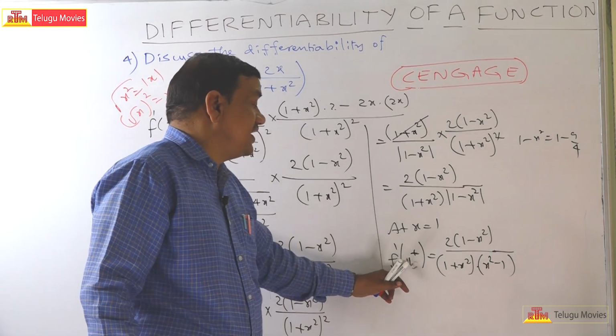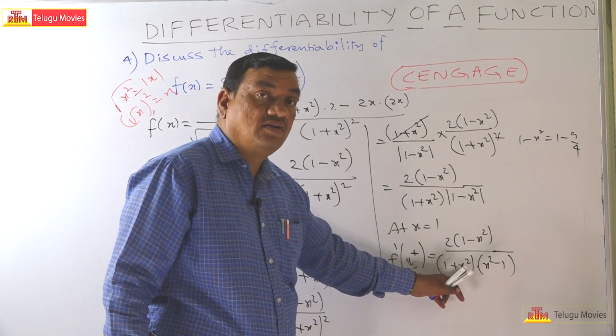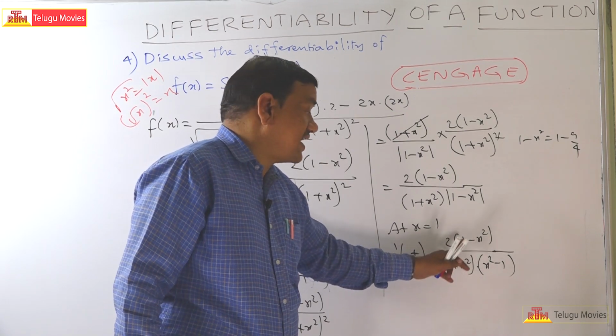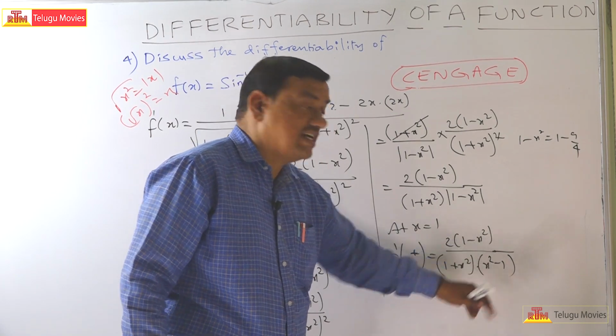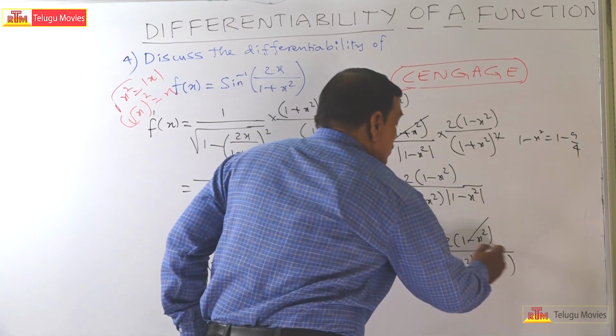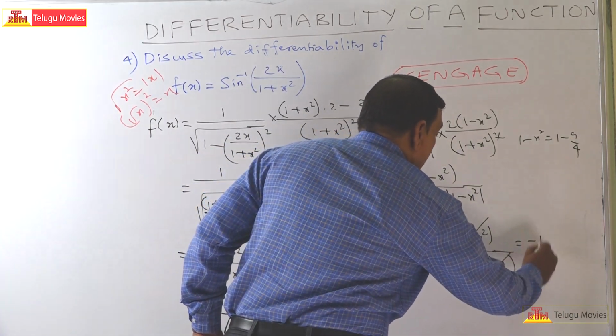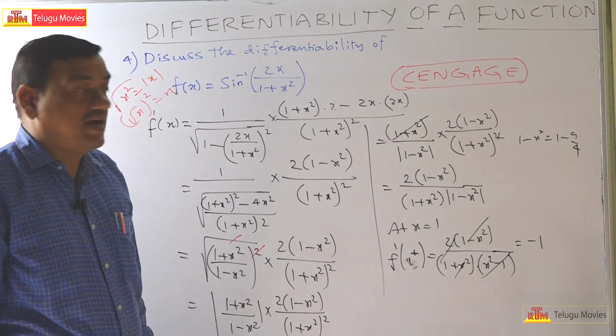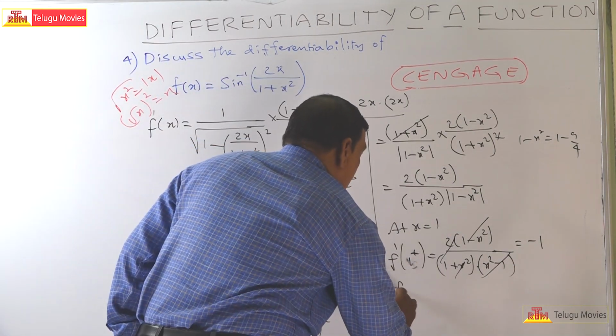If you substitute x is equal to 1, 1 plus 1, that is 2, and the 2s will get cancelled. This is 1 minus x square, this is x square minus 1. These two also will get cancelled, and you will get minus 1. What is the right hand side derivative? You are getting minus 1. What is the left hand side derivative?